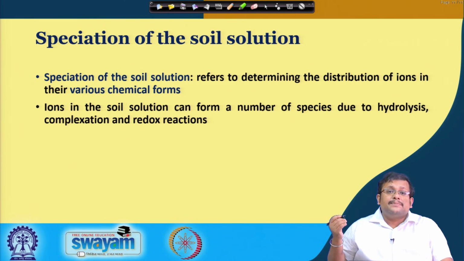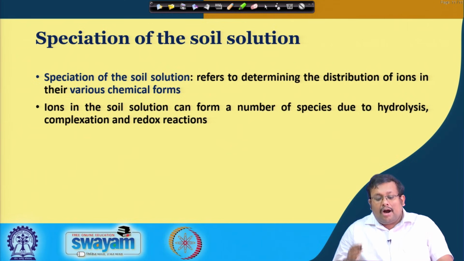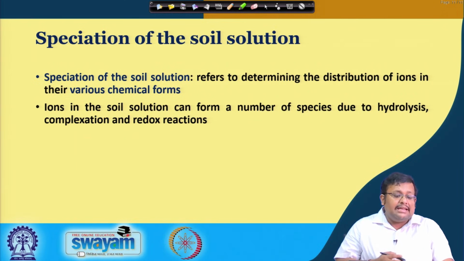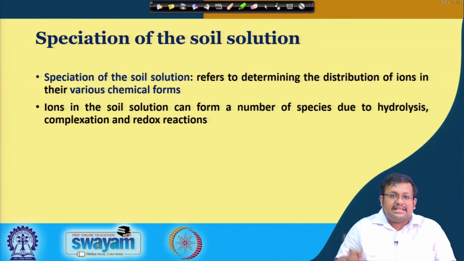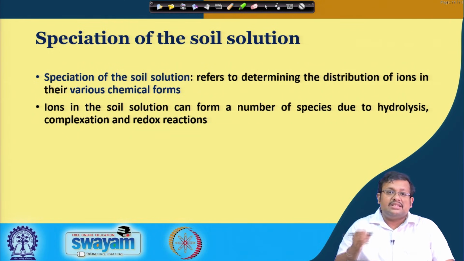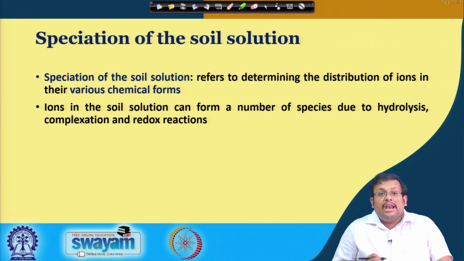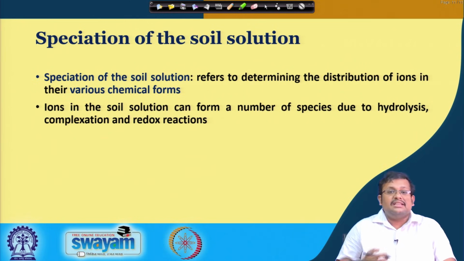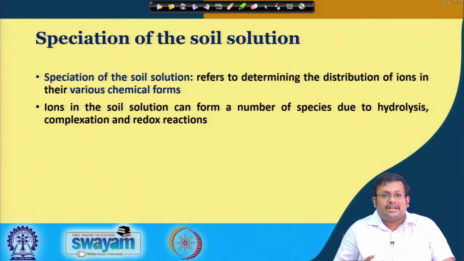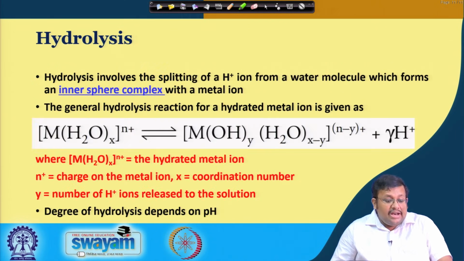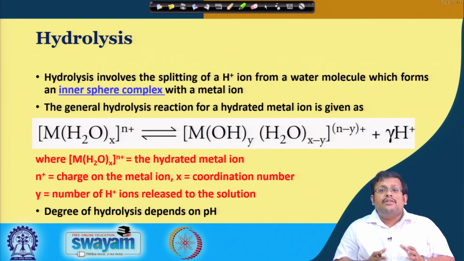Now, the speciation of soil solution basically refers to determining the distribution of the ions in their various chemical forms. So, when we can determine that these are the ions and these are their forms present in the soil solution, we can say that we have made the speciation of the soil solution. Now, ions in the soil solution can form a number of species due to hydrolysis, complexation and redox reactions. You already know what hydrolysis, complexation and redox reactions are. Let us first discuss the hydrolysis process.